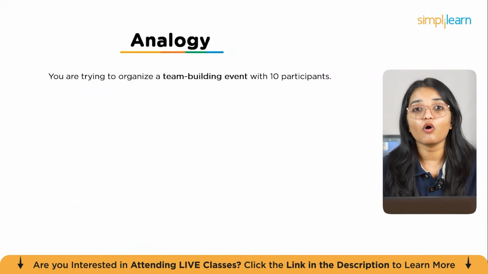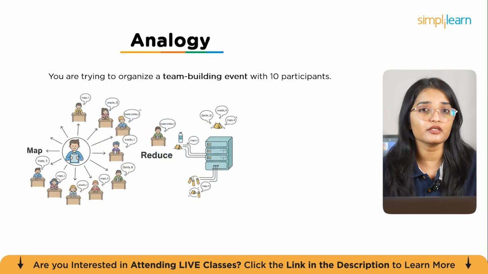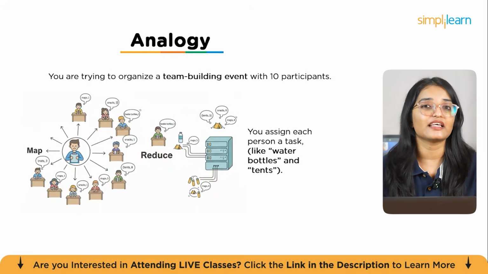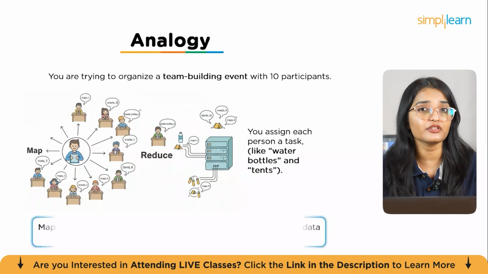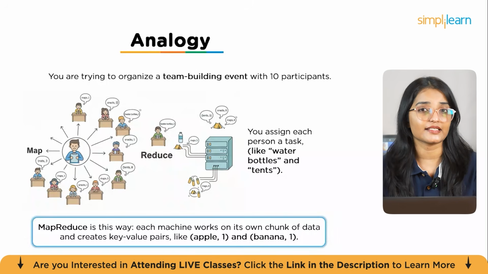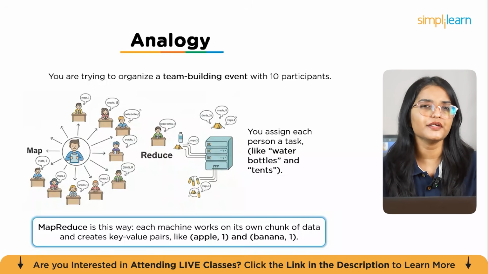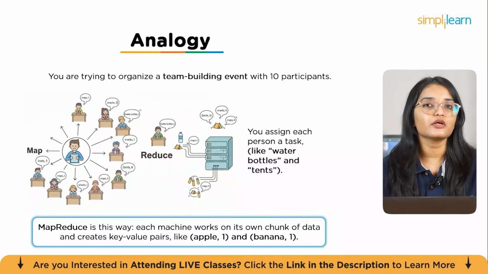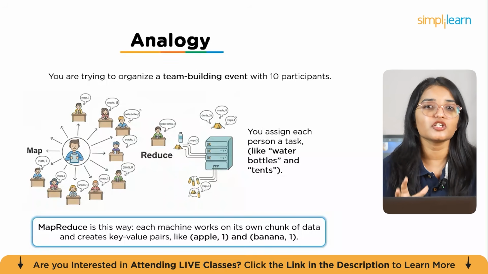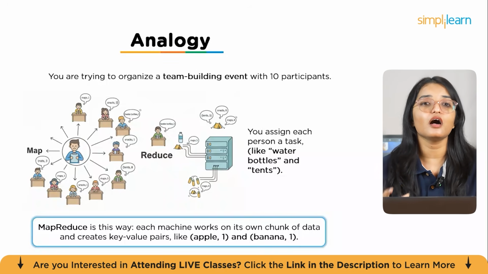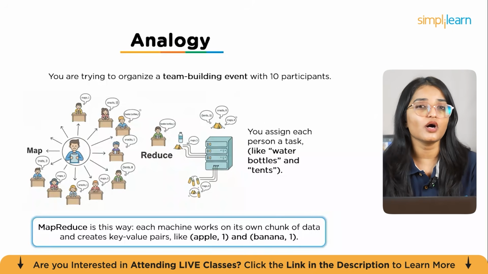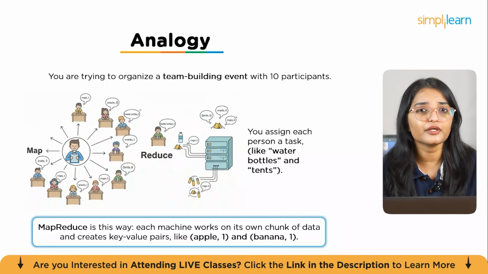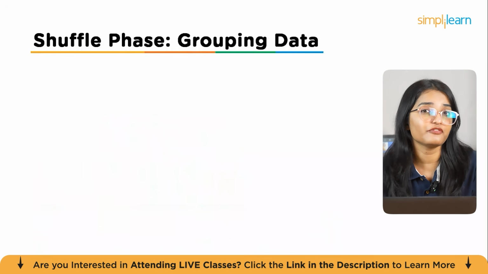Let's say you were trying to organize a team building event with 10 participants. You assign each person tasks like collecting specific items for the event, like water bottles or tents. Once everyone finishes their part, you can count how many times each item was collected. MapReduce works this way. Each machine works on its own chunk of data and creates key value pairs like apple 1 and banana 1.